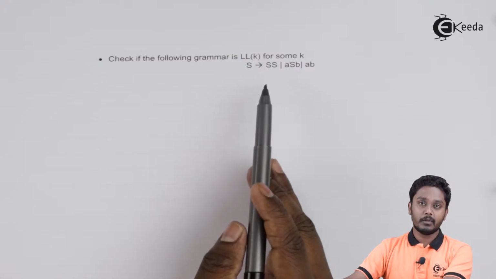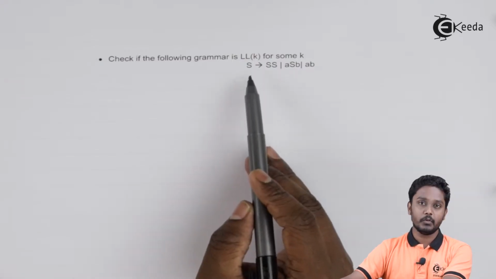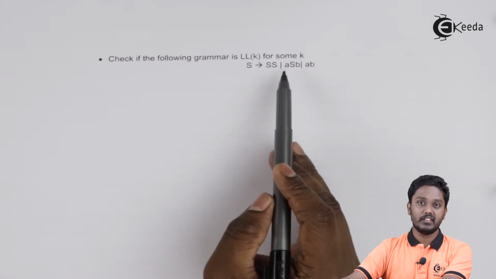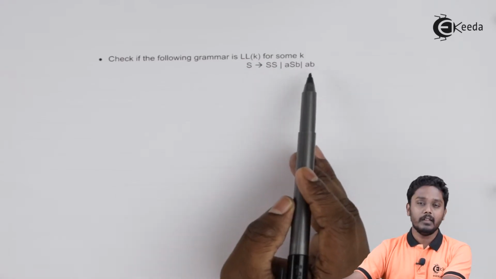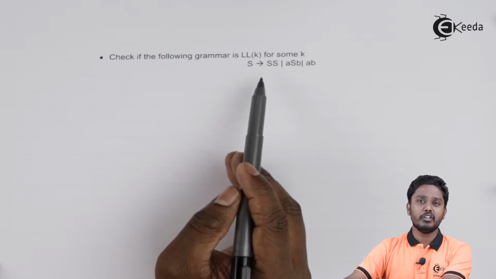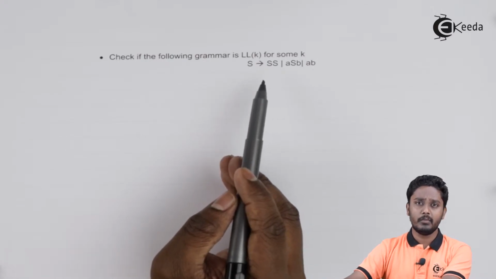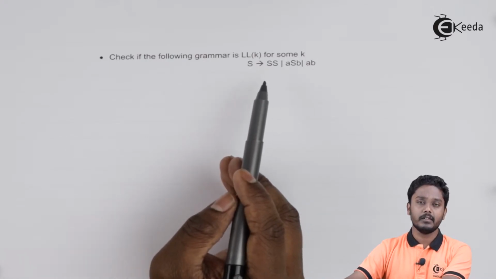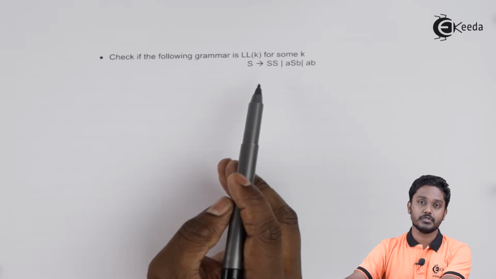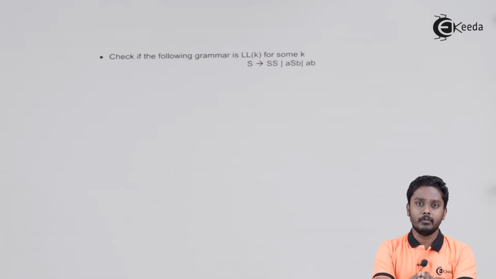You can see that the grammar is similar. S produces ASB or AB. Using the production SS, we can copy the same string any number of times. That means this becomes a positive closure. Let us see whether this particular grammar is LL(k) for some value of k. That means looking ahead some k symbols, maybe 1, 2 or 3, is this particular language predictable or not.